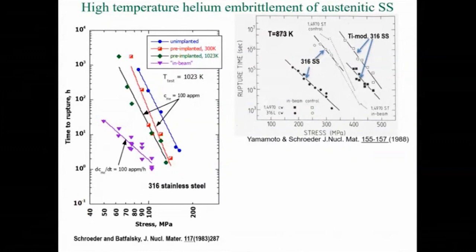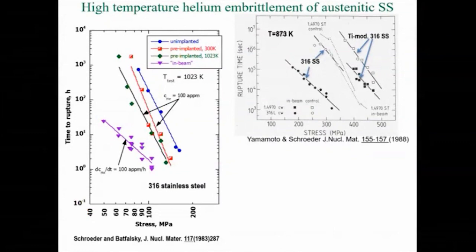And so taking an example from austenitic stainless steel, there's a set of curves here that are showing for 316 stainless steel, just this is a nice 90-year-old material that we all know and love, unirradiated, and then after implantation, you see this pretty dramatic decrease in the rupture time for 600 degrees centigrade types of tests.